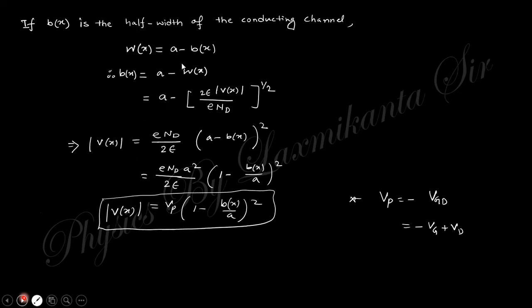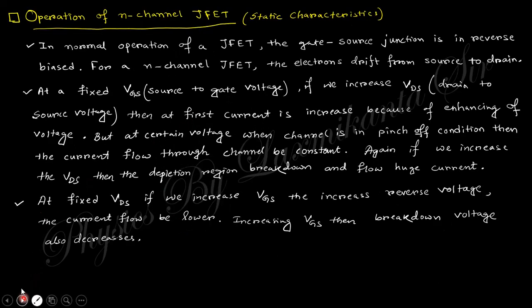If you want to find the potential at a distance x, you can use this. The width of the depletion region is a minus b of x, so b of x equals like that. So this is the value of the pinch off voltage.